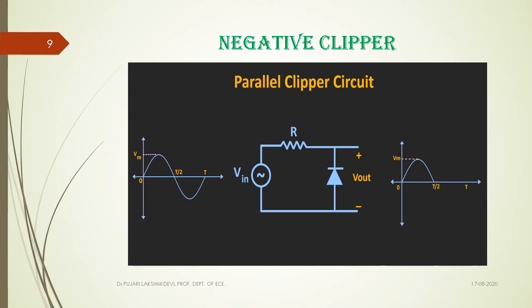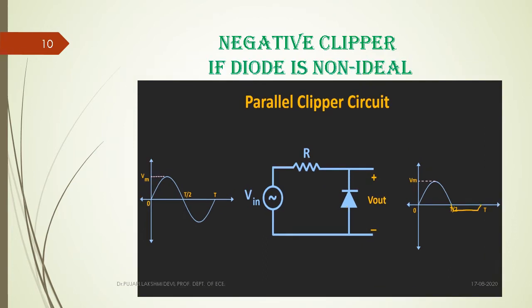Coming to this parallel clipper circuit only, but if the diode is reversed, in what way does it function? Just see in this case. As compared to the last diagram, here we are observing a negative clipper. The diode is reversed as compared to the last one, and the same input voltage is given. Whenever the positive half cycle of the input is applied to the circuit, during this positive half cycle, the cathode of the diode is positive as compared to the anode of the diode.